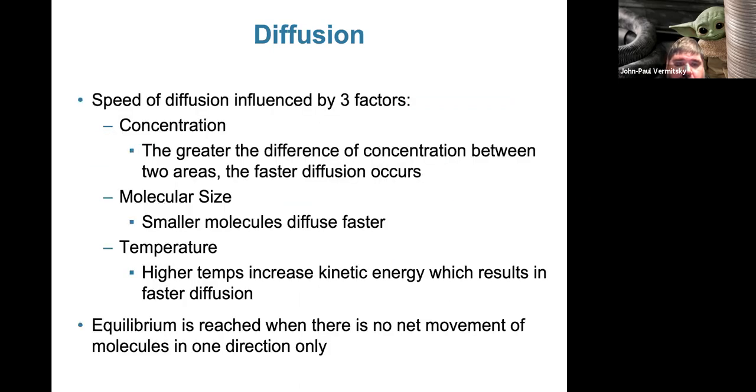The speed of diffusion is influenced by three factors. Concentration: the greater the difference in concentration between the two areas, the faster the diffusion occurs. Molecular size: smaller molecules diffuse faster. And temperature: higher temperatures increase kinetic energy, which results in faster diffusion. Equilibrium is reached when there is no net movement of molecules in one direction only.